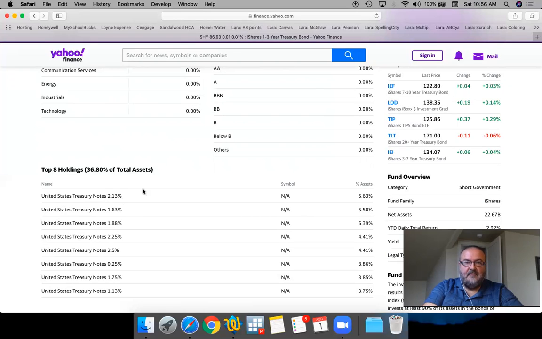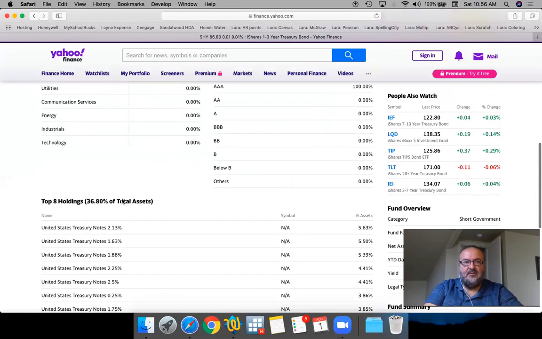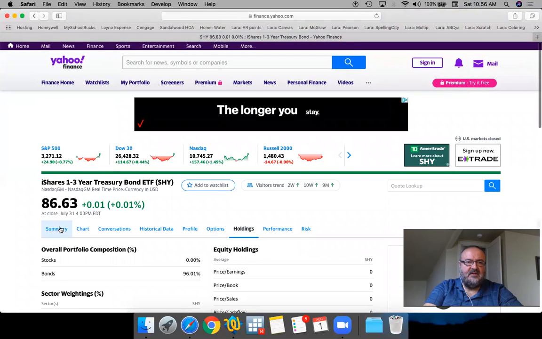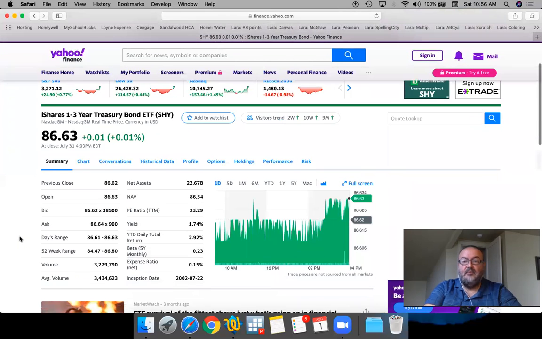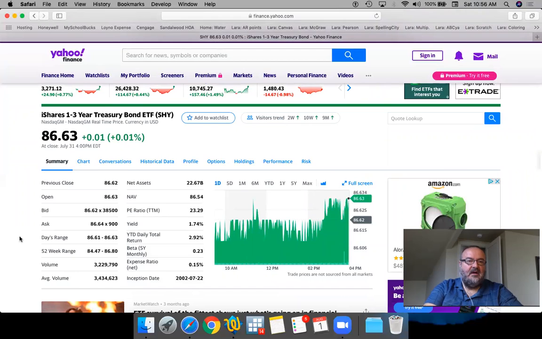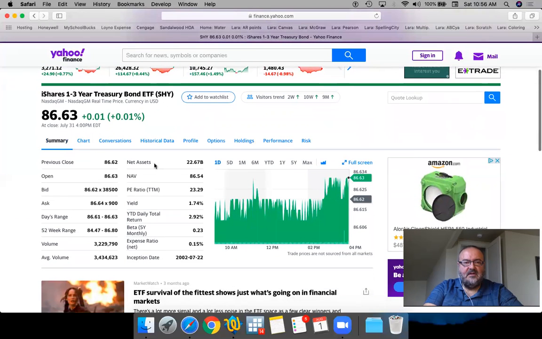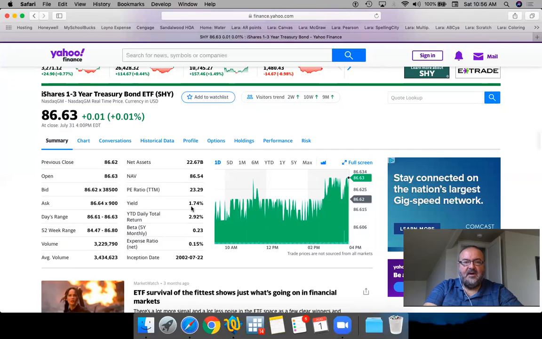And this is how much of this portfolio consists of these specific U.S. Treasury notes. So this is relatively a safer investment. And it has currently about $22 billion in total asset value of the portfolio. And it pays about 1.74% dividend a year. And this is an ETF. It works a little bit differently than stocks.